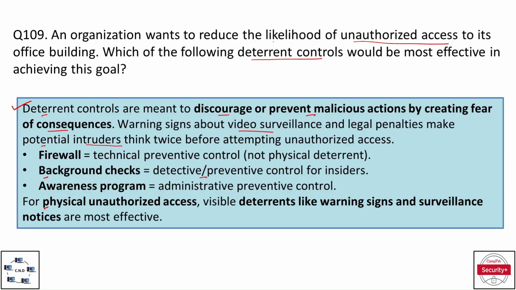A firewall is a technical preventive control, not a physical deterrent. Background checks are detective and preventive controls for insiders, and an awareness program is an administrative preventive control. For physical unauthorized access, visible deterrents like warning signs and surveillance notices are most effective.